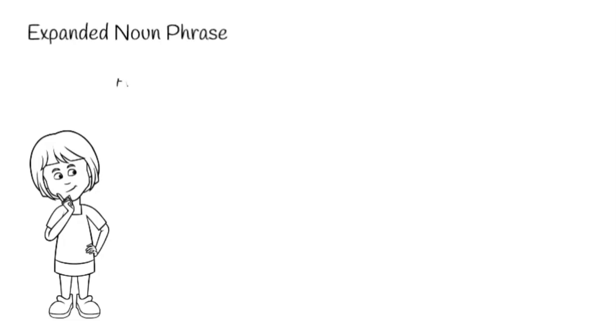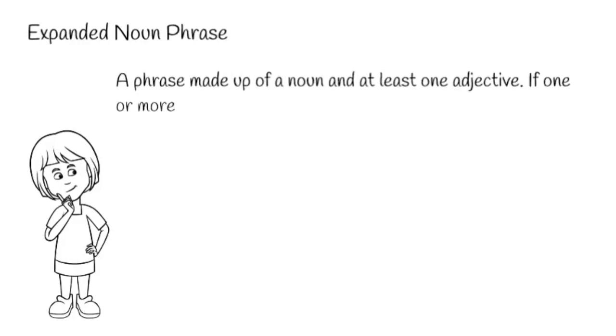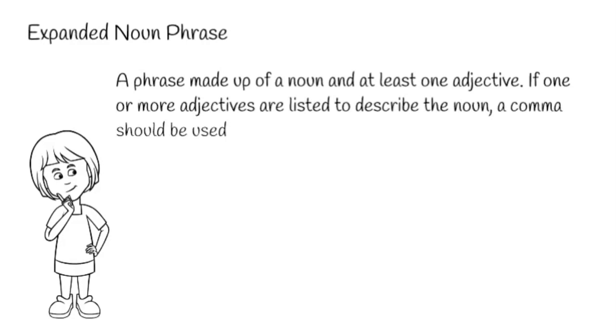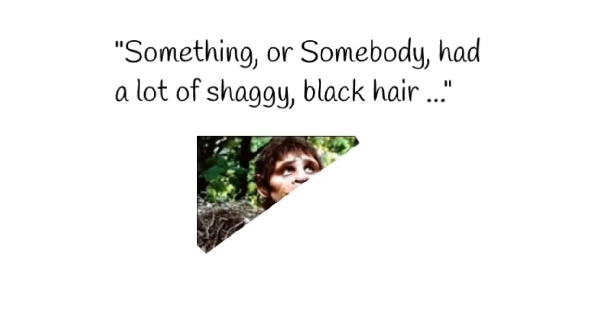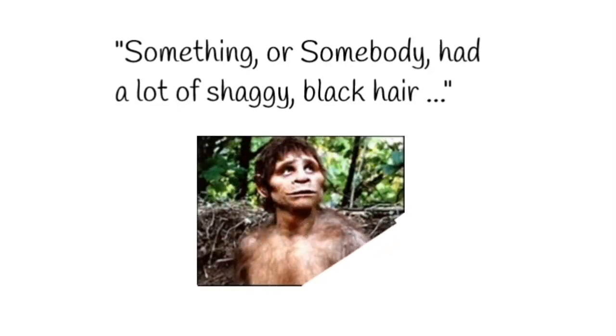These are a phrase made up of a noun and at least one adjective. If one or more adjectives are listed to describe the noun, a comma should be used to separate them. An example from the text is, "He had a lot of shaggy black hair." Hair being our noun, shaggy and black being our adjectives, which are separated by a comma.